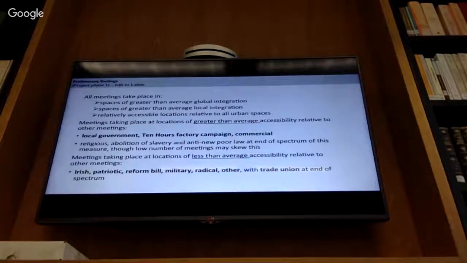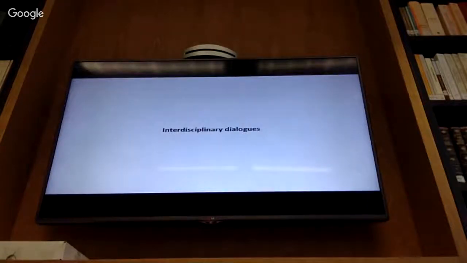Patriotic meetings, to sort of organise celebrations of the King's birthday, tend to happen in people's private residences, which might be the gentry's houses, which might be a bit out of town. Reform Bill, military, radical, other, and trade unions are the outliers. So trade unions tend to meet in places which are least integrated. So that was the findings from the first end of the project.